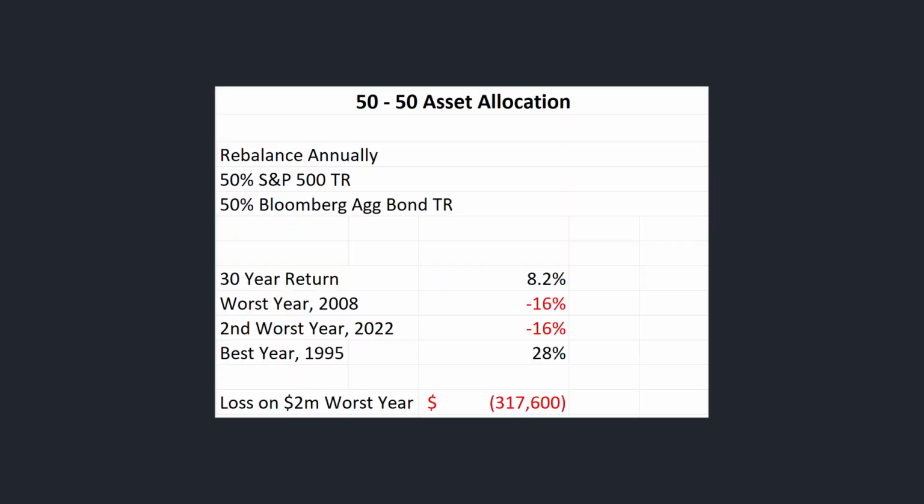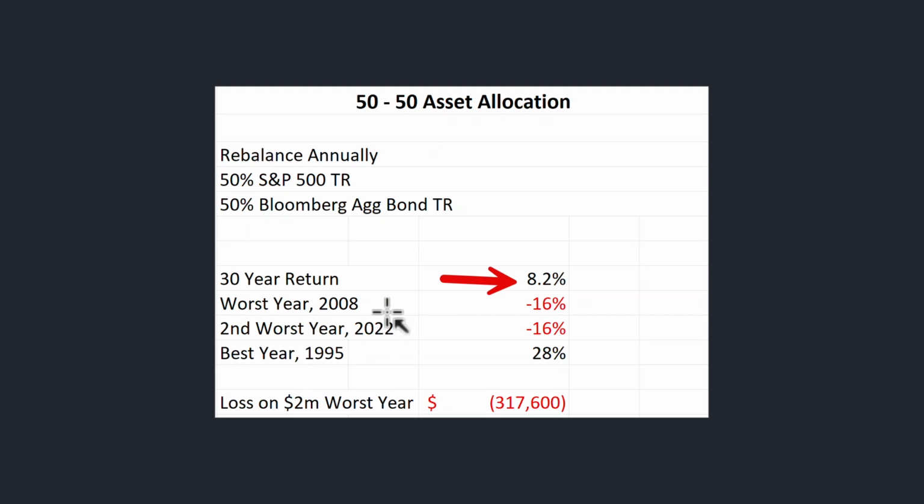for your retirement. Our first portfolio for analysis will be a 50-50 equity to fixed asset allocation. We are rebalancing annually. We're using 50% in the S&P 500 total return, 50% in the Bloomberg aggregate bond total return. I chose a 30-year period for analysis because that is a typical retirement. If you retire at 65, we're looking all the way out to, say, age 95. This asset allocation, rebalanced annually over the last 30 years, had an 8.2% total return.